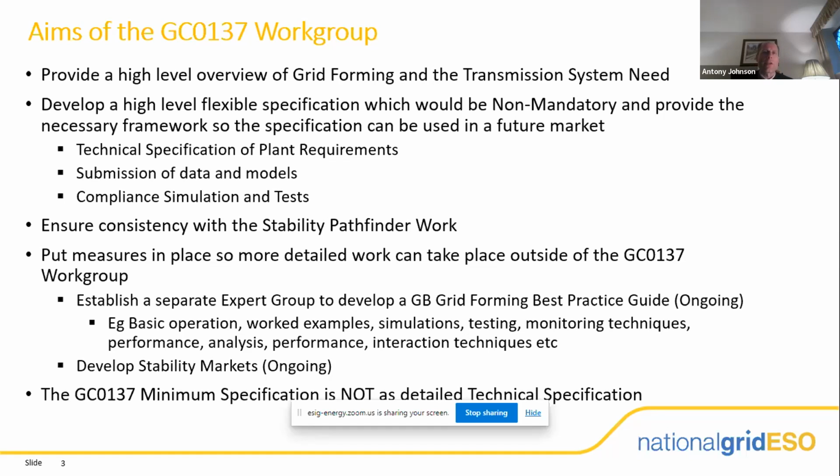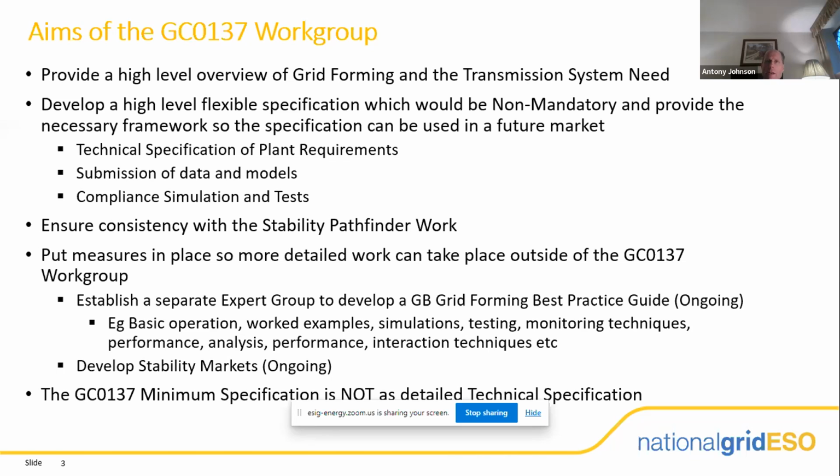As Julie mentioned, we've also got the Stability Pathfinder work, so we were looking for consistency with that. But as this work has progressed, the Stability Pathfinder work has been developed over several stages, and we're now in a position where the latest stage is actually using the GC0137 grid forming specification that we've developed through this work. We've also established another separate expert group, and Dechao will be taking you through some of that. The grid code defines the high-level requirements for grid forming and the specification. Some of the more detailed elements, which we got a lot of comments about from the work group, are really about some of the more detailed elements.